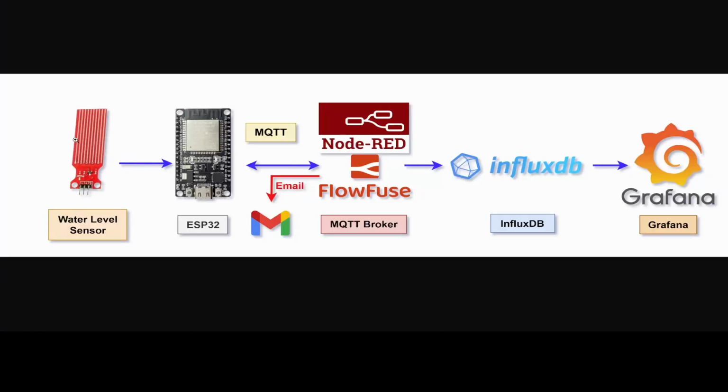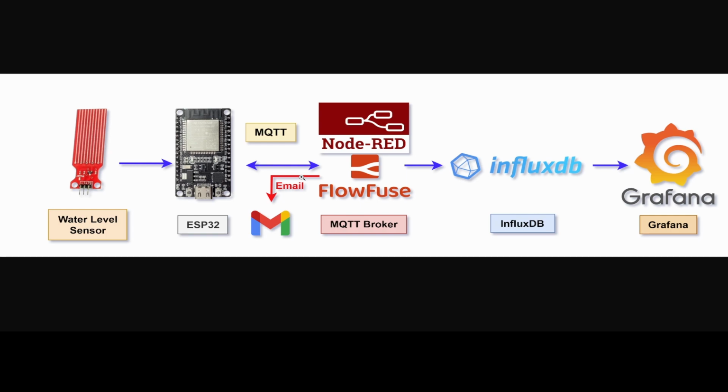Let's get started with the flow diagram. On the left hand side, you can see the water level sensor is connected with ESP32. Then the water level data is sent to Node-RED, which is running on FlowFuse, using the MQTT protocol. In Node-RED, a flow is created to send the data to InfluxDB. Then we connect that InfluxDB as a data source in Grafana to create a visualization dashboard to monitor the water level. You'll also see the flow to send alerts to your email if the water level reaches a certain threshold.